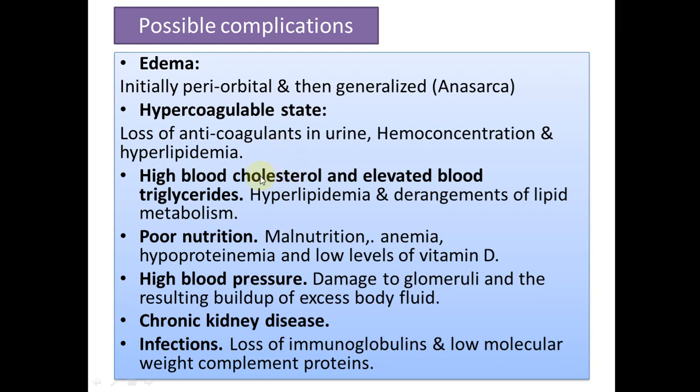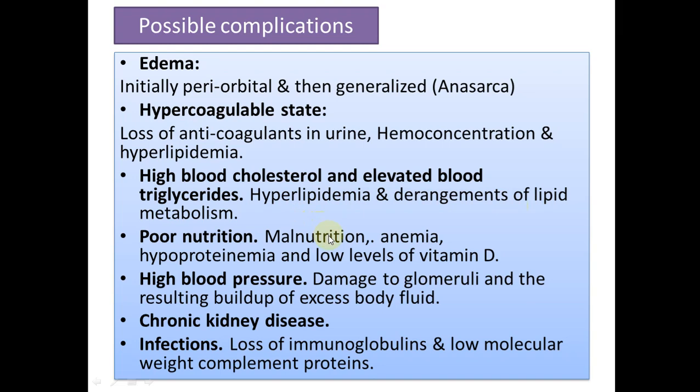The other complication that occurs in nephrotic syndrome is high blood cholesterol and elevated blood triglycerides. Hyperlipidemia and derangements of lipid metabolism can be the cause of many diseases like vascular diseases, myocardial infarction, cerebral strokes, peripheral vascular diseases, atherosclerosis, and many other conditions.